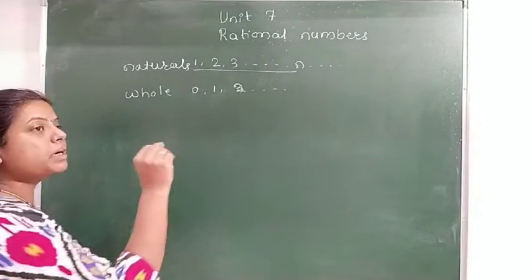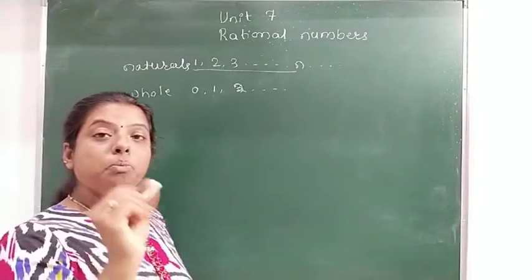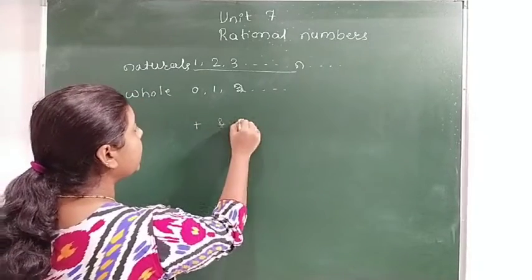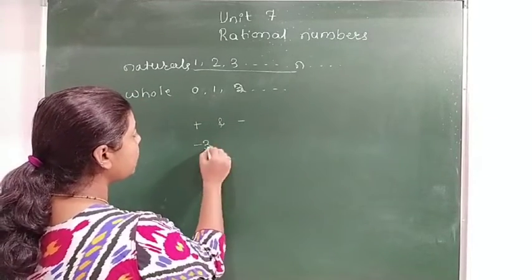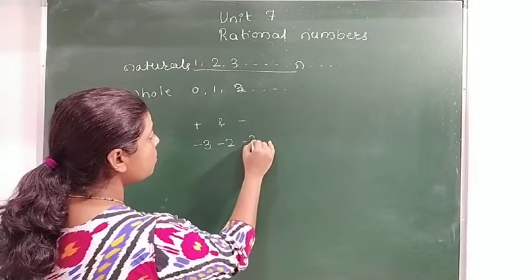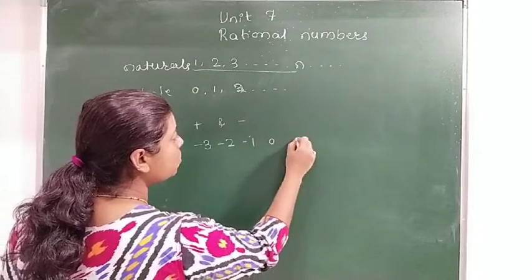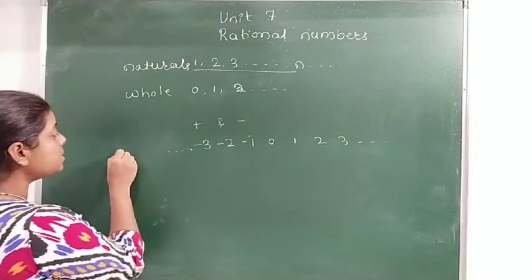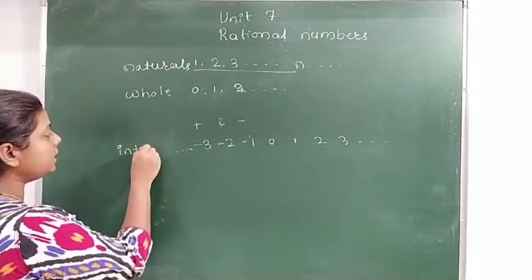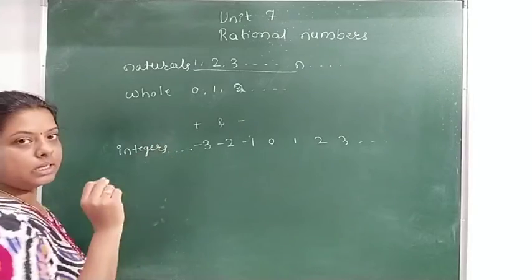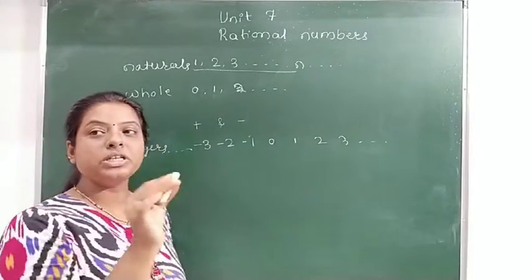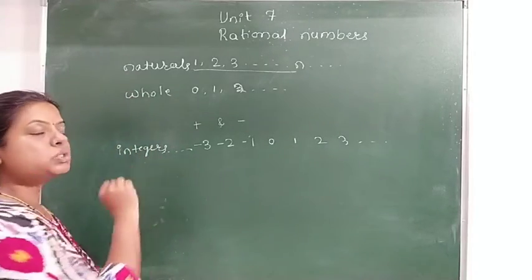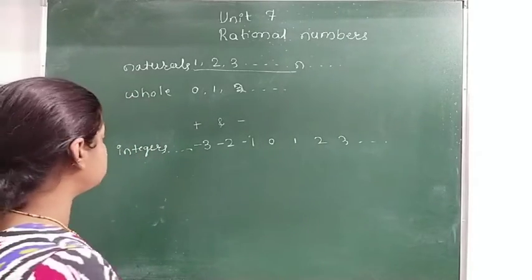And the numbers containing both signs, positive and negative, that is -3, -2, -1, 0, 1, 2, 3 and so on, these we call integers. Understood? The numbers containing both positive and negative, those numbers we call integers.